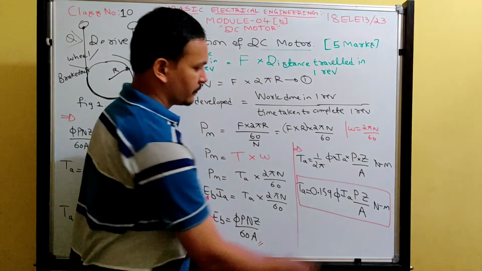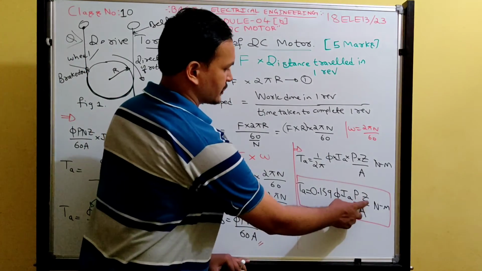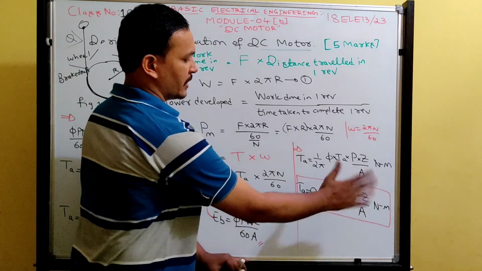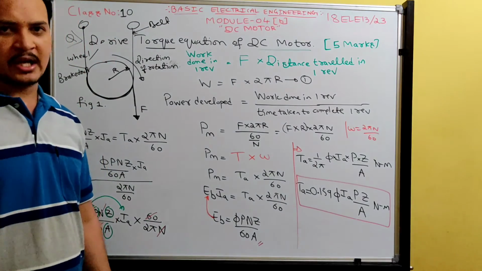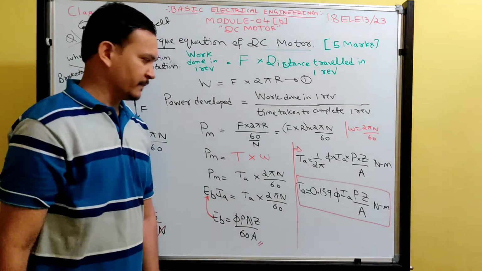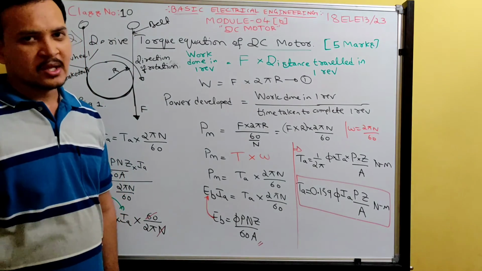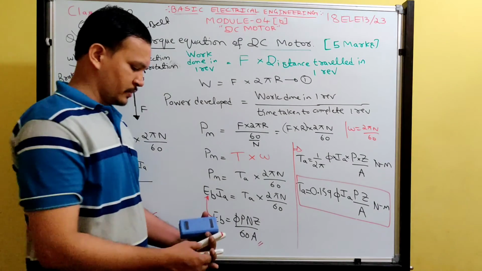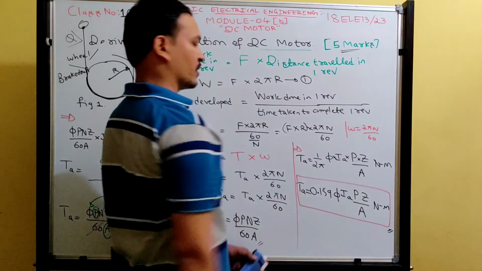Okay, got it? So you can remember it like this. The cost of PZ by A is called pizza. The cost of pizza is 0.159 paisa. Phi IA is paisa. So like that you can remember in your own way. So TA is equal to 0.159 phi IA P Z by A. So this completes and you will easily get 5 marks.